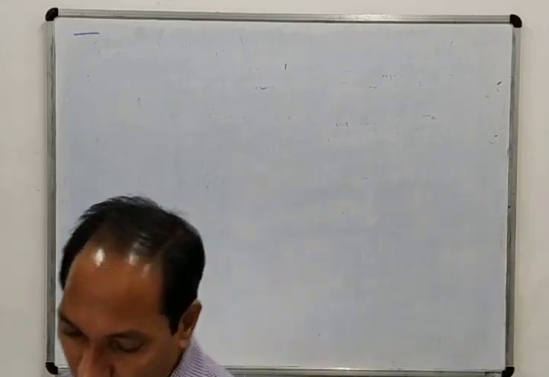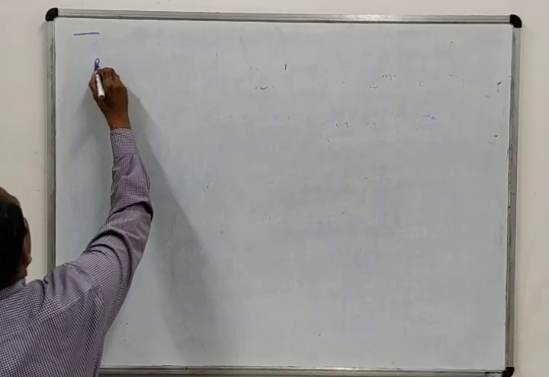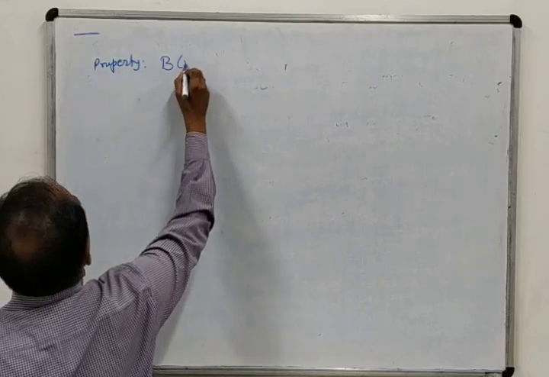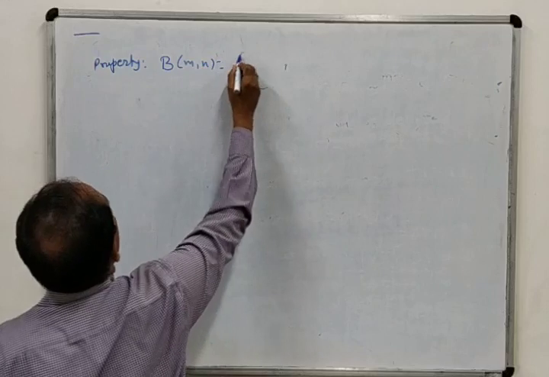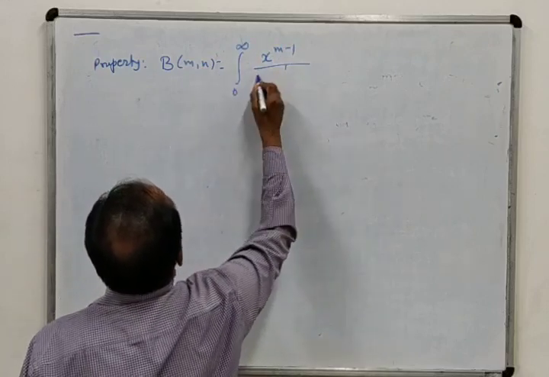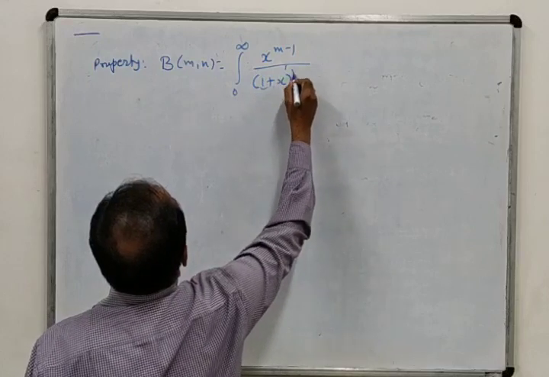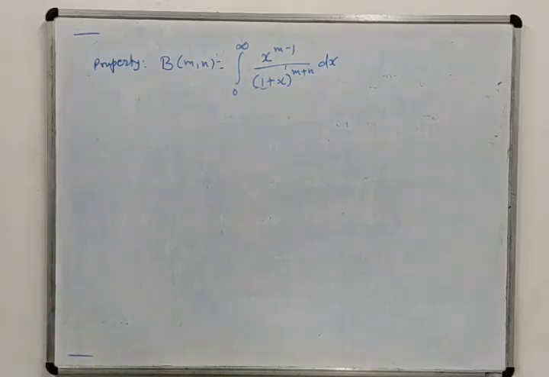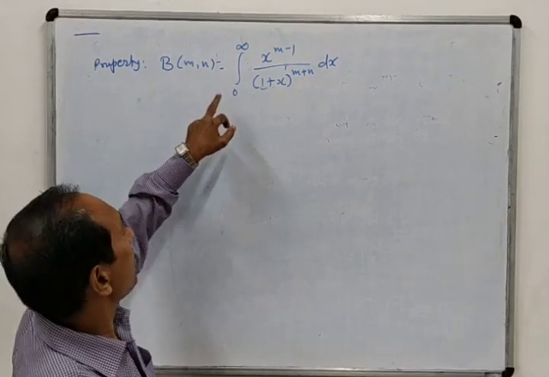Now let us see one more property of beta function. Beta property: beta(m, n) equals integration 0 to infinity x raised to m minus 1 divided by (1 plus x) raised to m plus n dx. So see here, this is the property of beta function which is derived from the definition of beta function.